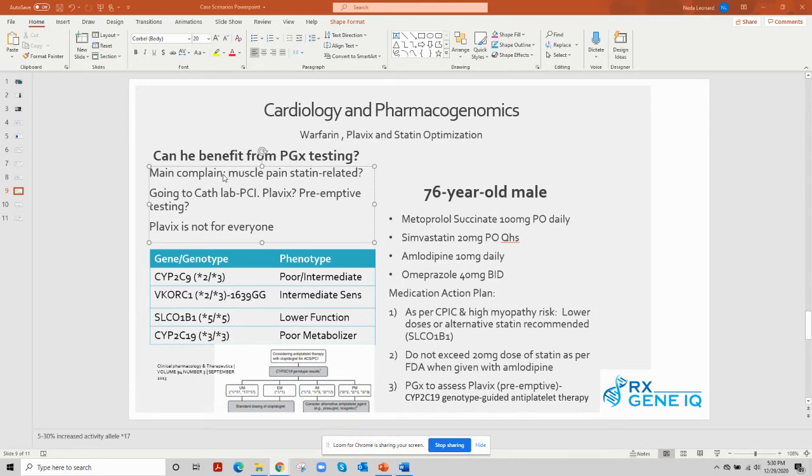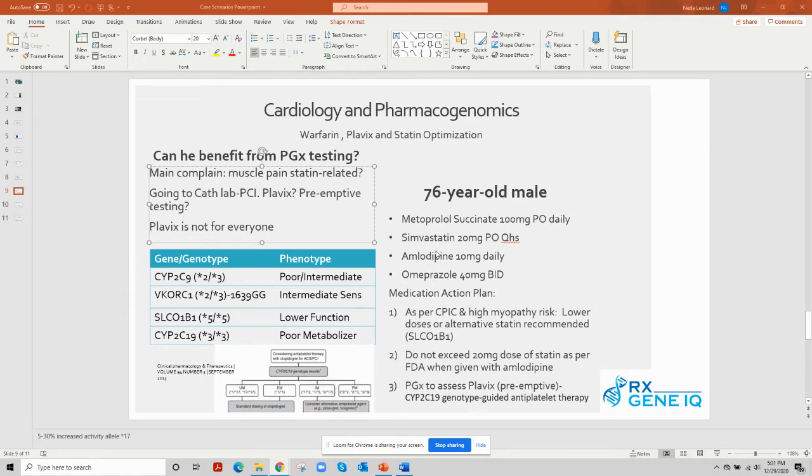And since the patient is already complaining about the muscle pain, our recommendation when we wrote our medication action plan to the provider was to change this simvastatin to pravastatin, which is a non-cytochrome P450 statin. Additionally, changing to pravastatin mitigates the interaction that simvastatin has with amlodipine.